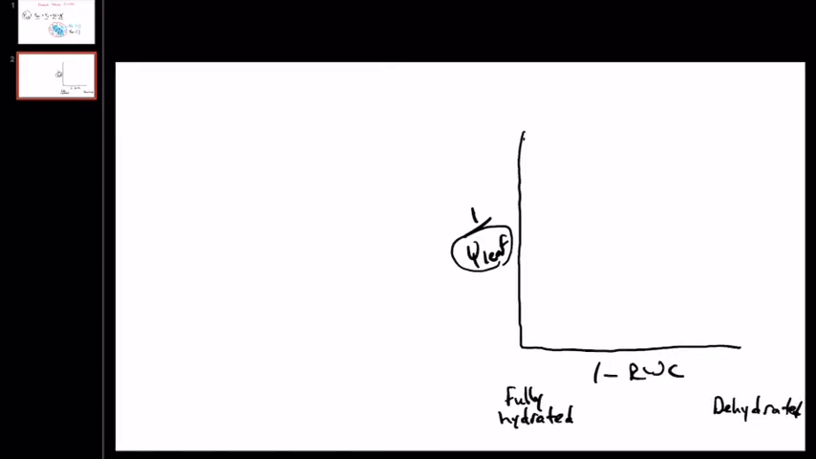On the y-axis, we have 1 divided by water potential. And so we have negative 1 divided by water potential. And so the more negative the water potential, the more negative it is, the smaller this value gets. So we have more negative values here, and we have less negative values on the upper portion. All right. So this is kind of the axes and what the axes are telling us.